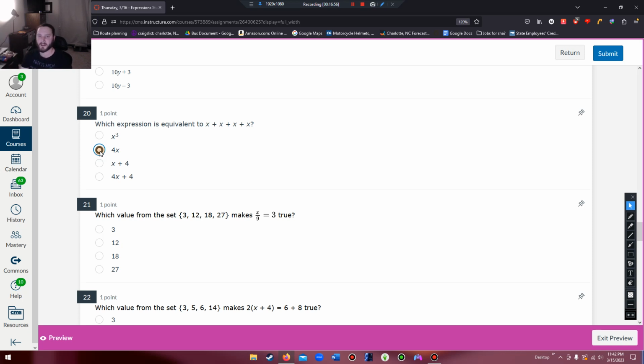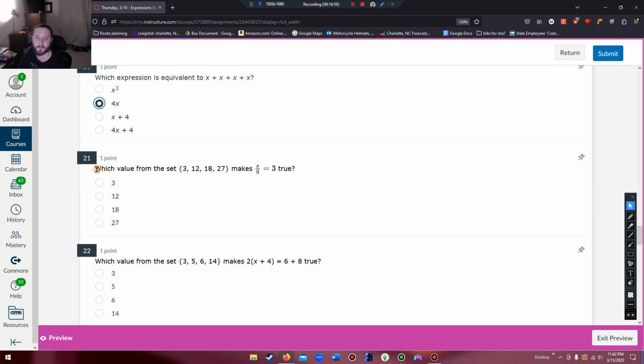For number 21, this one is asking which of these four numbers I could replace that x with and have this equation work? So we just have to see which one works. If I put a 3 up here, for example, let me change the color of this marker really quick. There we go. If I replace this x with a 3, we have 3 over 9 equals 3. Did that work? No. 3 divided by 9 does not equal 3, so that definitely does not work at all.